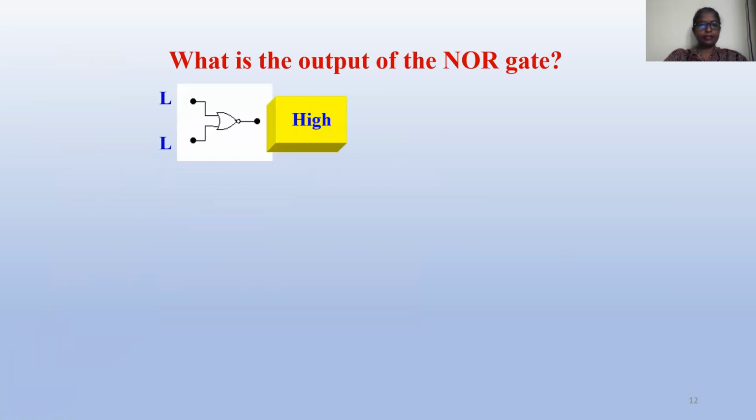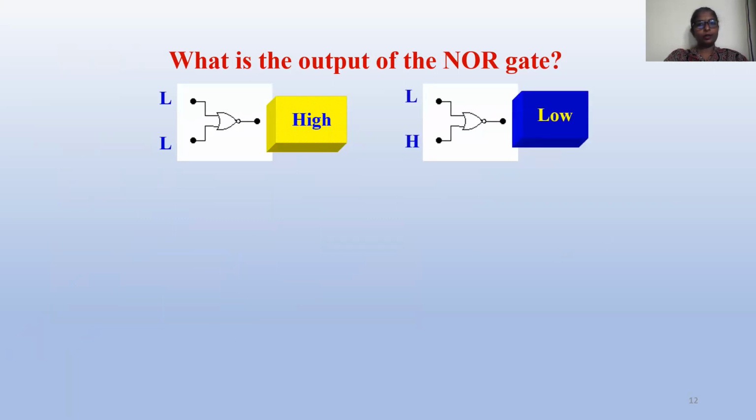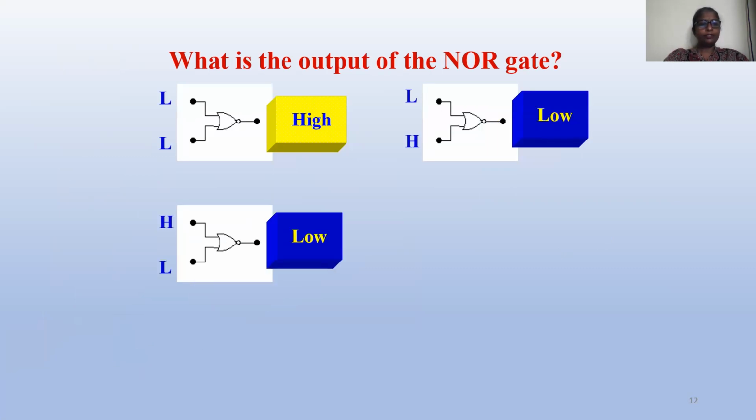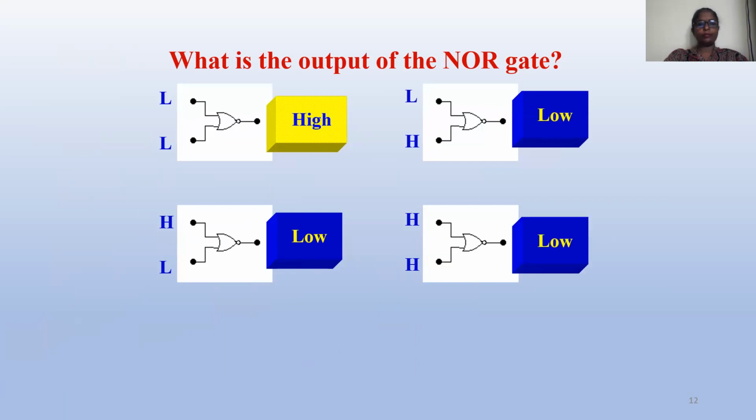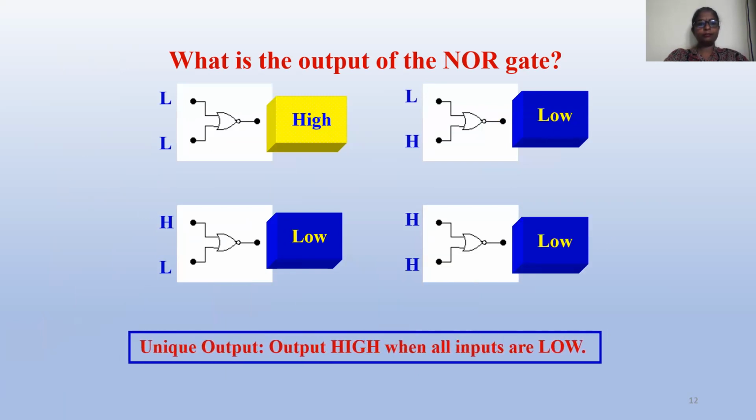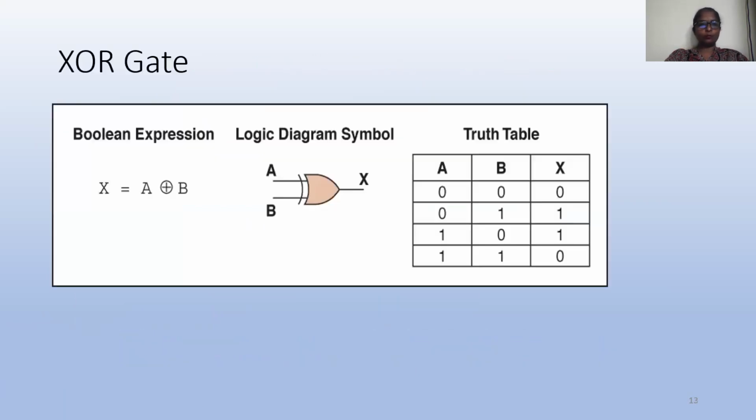Yes, it is high. Good. Low, high, what is the output? It is low. Yes, very good. High, low, what is the output? It is low. Yes, very good. High, high, it is low. Yes, very good. So, the output is high only if the inputs are low.